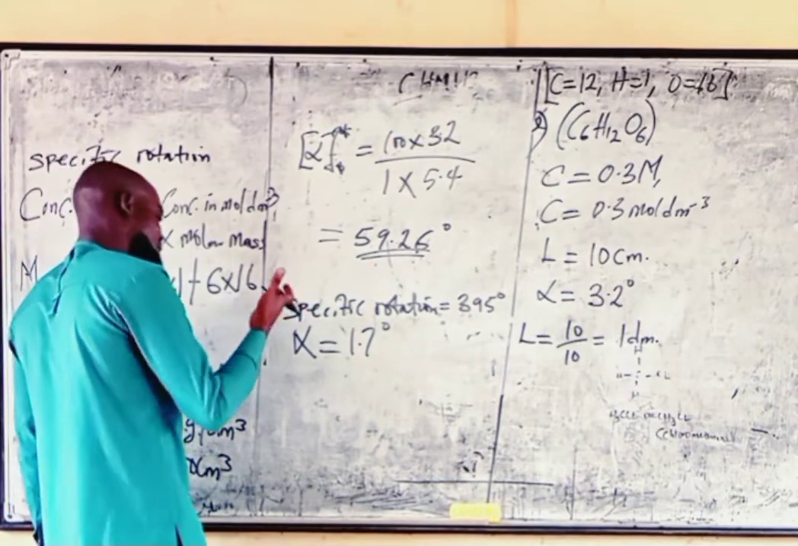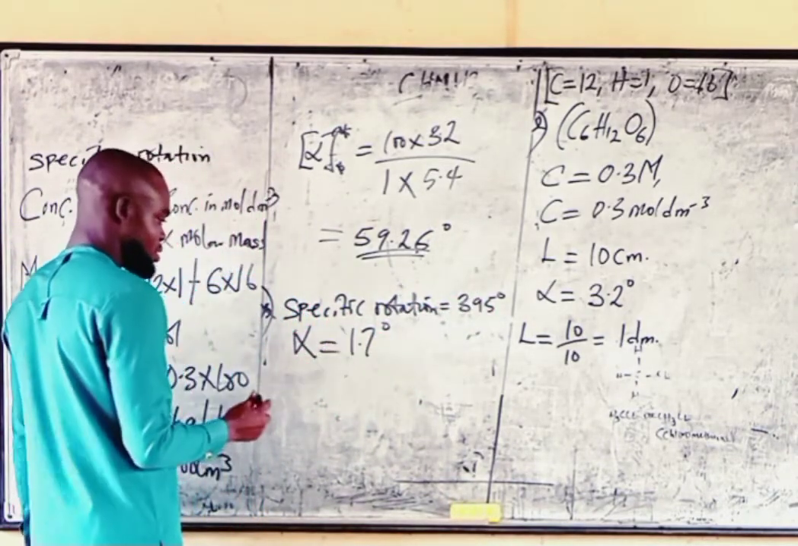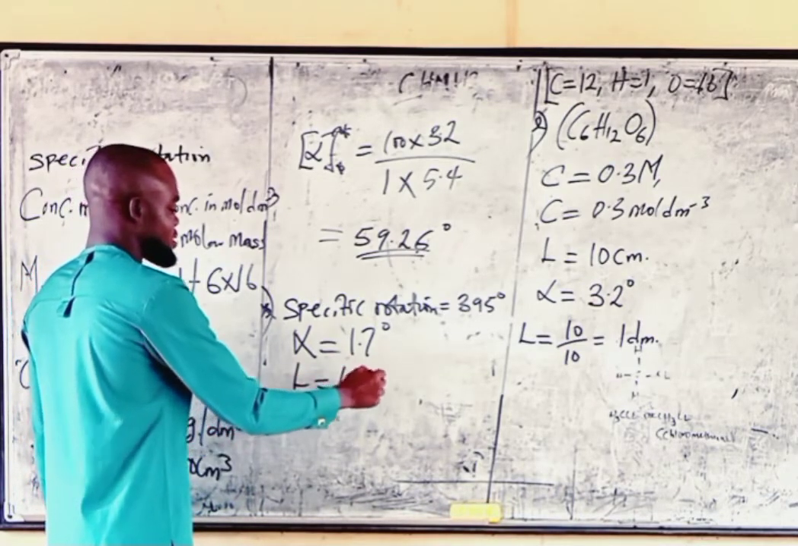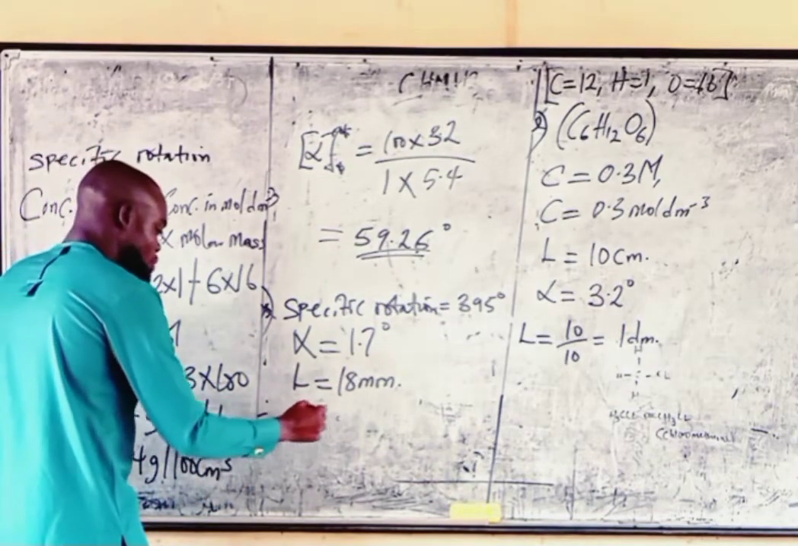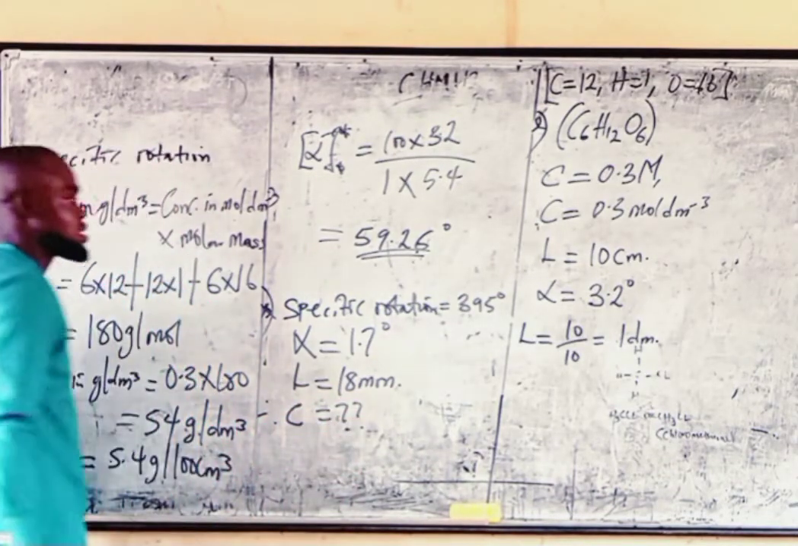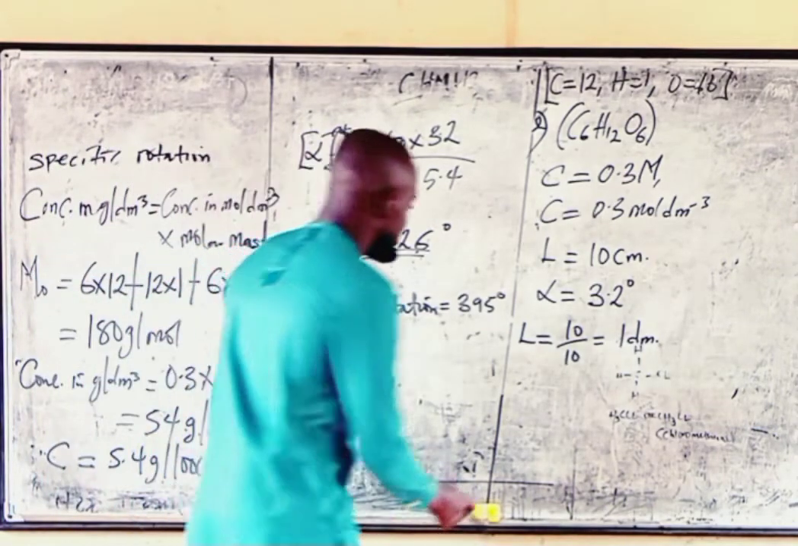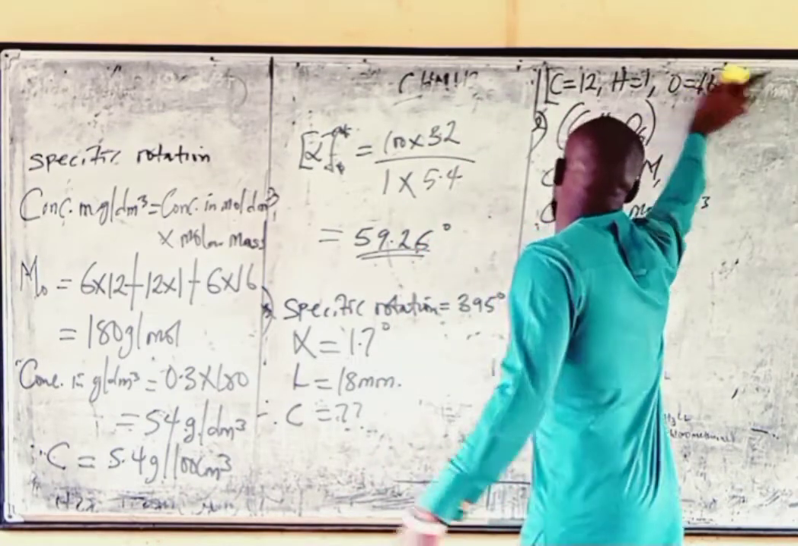Look at the question. If you have a substance with this specific rotation and this observed rotation, then the path length is equal to 18 millimeters. Therefore, what will be the concentration of this substance? So this is another question in which we are looking for concentration. How are we going to do that?